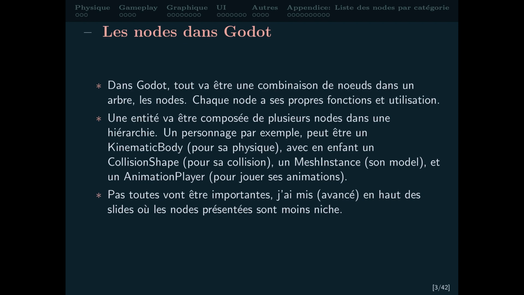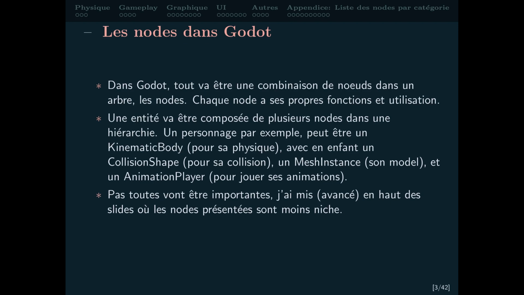To give more context, in Godot everything is going to be nodes, as opposed to some other game engines which use a concept of scenes, which are a whole level, and prefabs, and game objects. In Godot, everything is a node, and those nodes are arranged in what we call a tree, which is a computer science structure where you have one root node, and each node can have several children, which can then have their own children, etc. Each node has its own functions and uses.